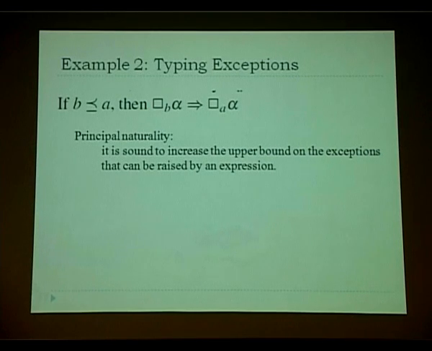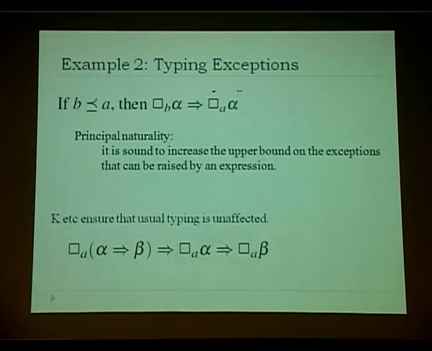And principal naturality, what it captures is a natural conservativity idea, which is that if you have a program which only raises exceptions which are in the set B, and B is a subset of A, then of course we can give it a more conservative type, box A alpha. Okay, so there's a natural interpretation for that.